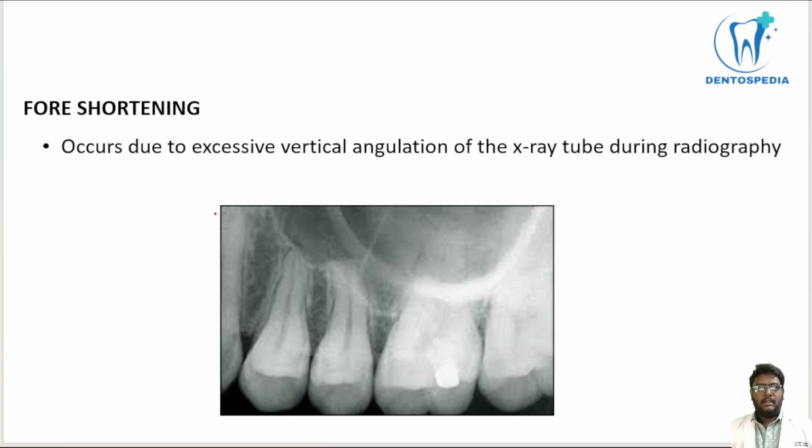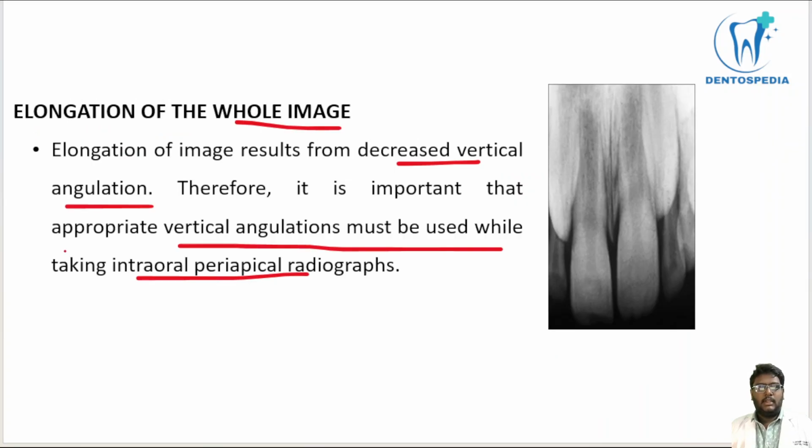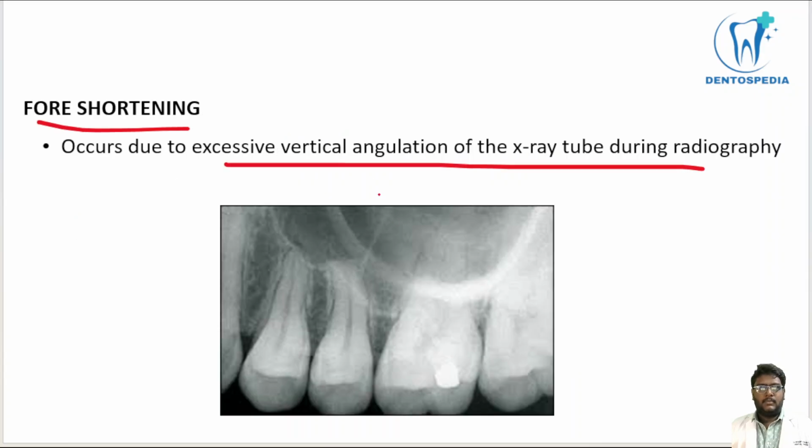And coming to the next error, that is called foreshortening. It mainly occurs due to excessive vertical angulation of the X-ray tube during radiography. So we have seen what happens when we don't follow the vertical angulation, right? If we use excessive vertical angulation, we will get foreshortening of the teeth, and if we use decreased vertical angulation, we can get elongation of the whole image. Okay, elongation and foreshortening are dependent on vertical angulation. Okay, and you can see the premolar teeth are foreshortened.